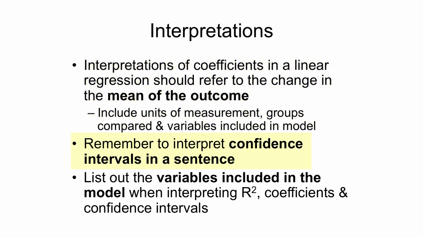Also, remember to interpret confidence intervals in a sentence. For example, we are 95% confident that men have a mean salary that is between $200 and $3,000 higher than women, adjusting for years since degree and degree. You should also list the variables included in the model when interpreting the R-squared. For example, if the R-squared is 0.5, you would say that 50% of the variation in salary can be explained by sex, degree, and years since degree.